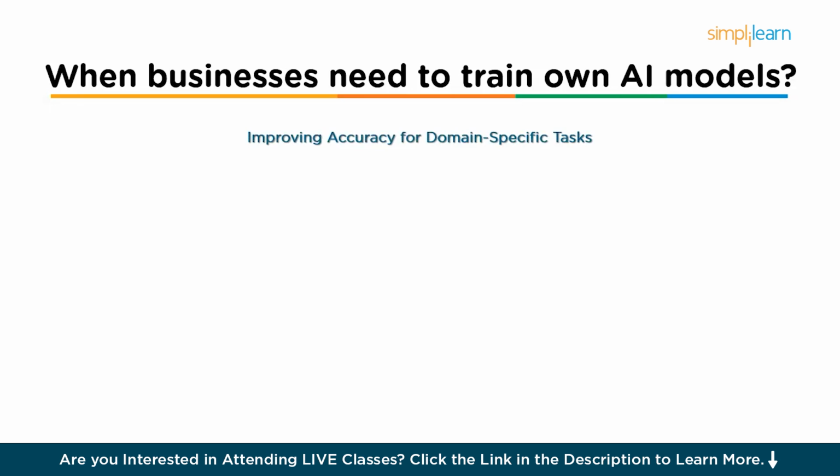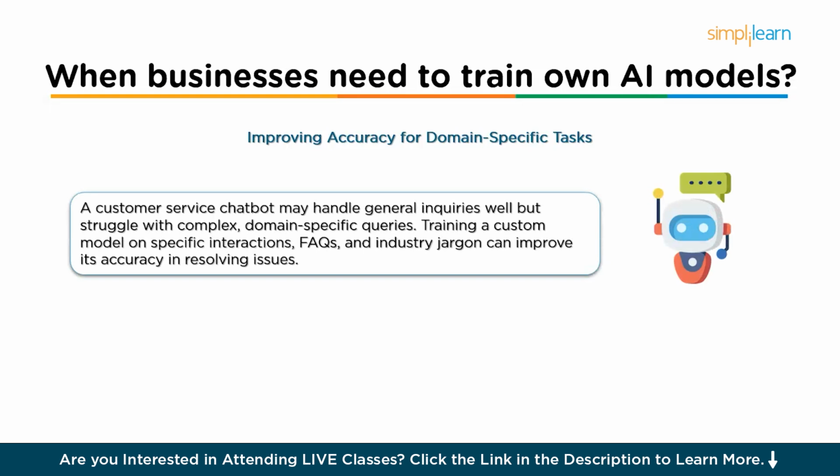Next is the case of improving accuracy for domain-specific tasks. So pre-trained models can be good starting points, but they may not always deliver the level of accuracy required for high-stakes applications. So when accuracy is crucial, especially for specialized tasks, training a custom model can help businesses improve performance significantly. So for example, a customer service chatbot using a pre-trained language model might be good at handling general inquiries, but struggle with understanding complex domain-specific queries. So training a custom model with a dataset of specific customer interactions, FAQs, and industry-specific jargon can make the chatbot more accurate in resolving issues.